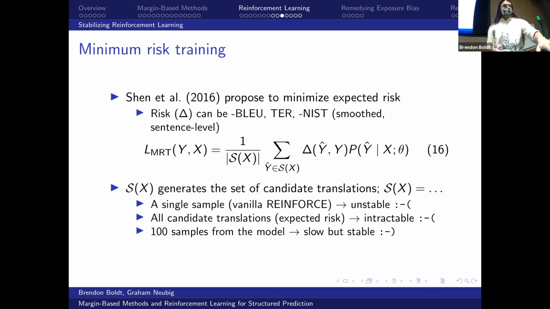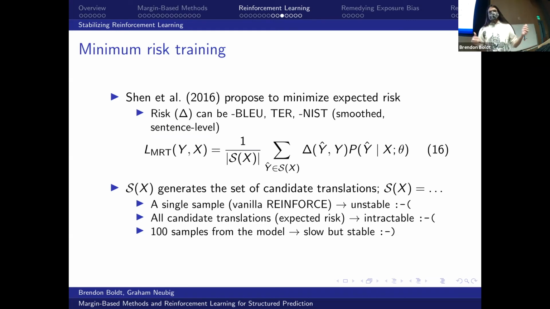And what we have here is a loss function that is pretty similar to our policy gradient objective, I guess. They didn't phrase it in terms of the log here, so don't be too worried about that. But I think what's most interesting in this paper is how they're treating this S function. So what is S here? It's the candidate translations that they're going to check and factor into their loss function before they perform a gradient update. If we just take a single sample from the model, one sentence, and then calculate the risk, or the negative BLEU score, this is actually just like vanilla REINFORCE.